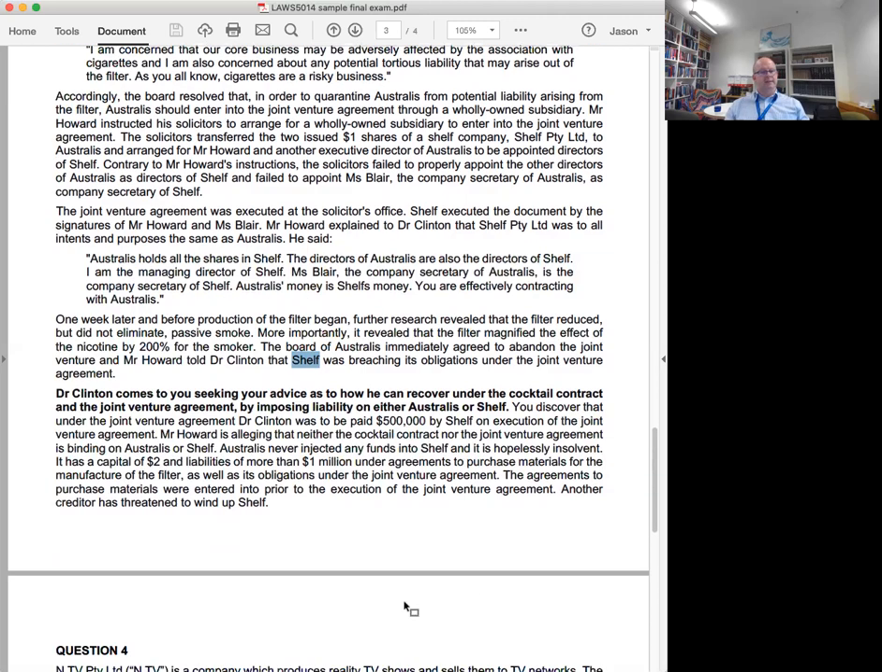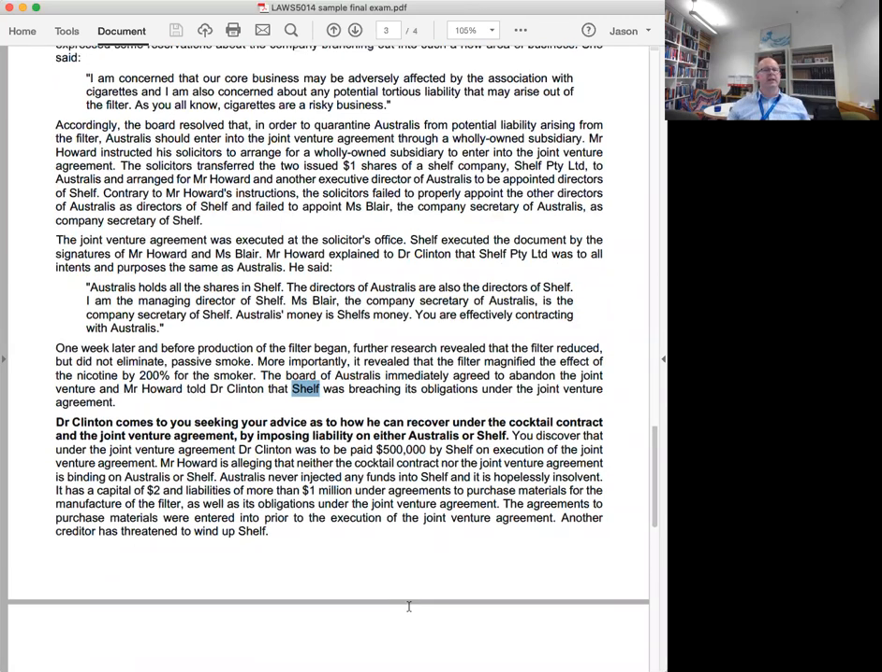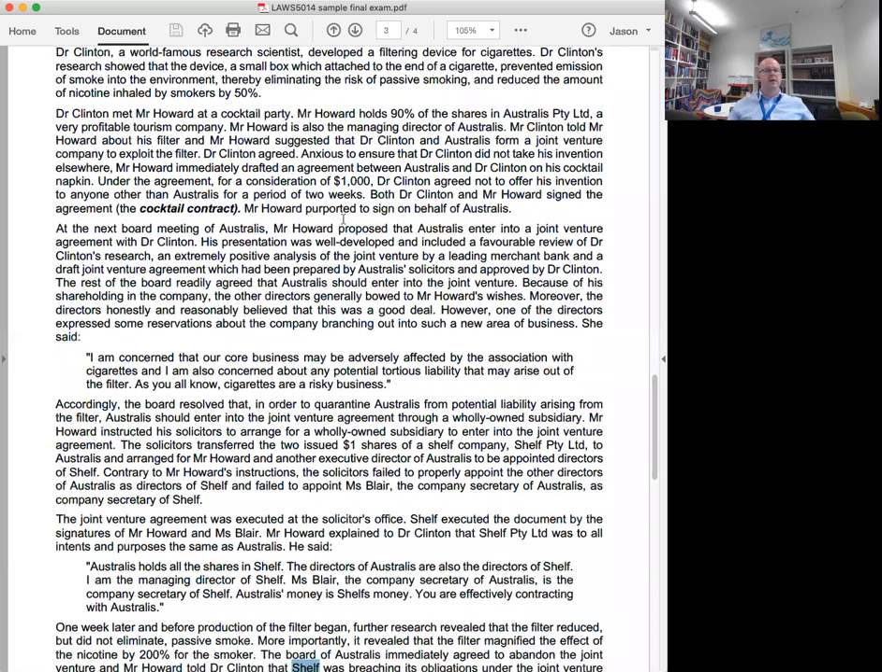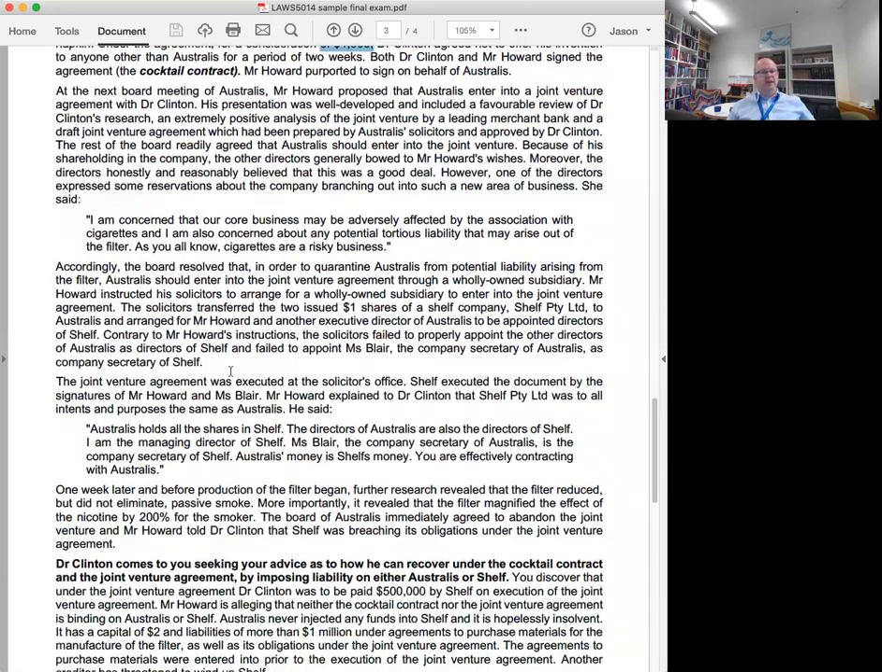Okay, so just to be clear, the napkin contract is probably binding because a managing director would probably have authority to enter into that on behalf of Australis, but it's only $1,000. The second contract is the joint venture agreement, quite possibly would be binding on Shelf, but Shelf doesn't have any money. Could it be insolvent trading? Probably not, if Australis was financially supporting Shelf at the time it entered into that. And any debt to Dr. Clinton, if it's for breach of contract, wouldn't be a debt for insolvent trading purposes. It would just be an unliquidated claim for damages.